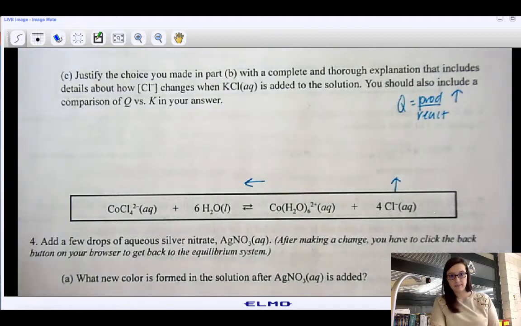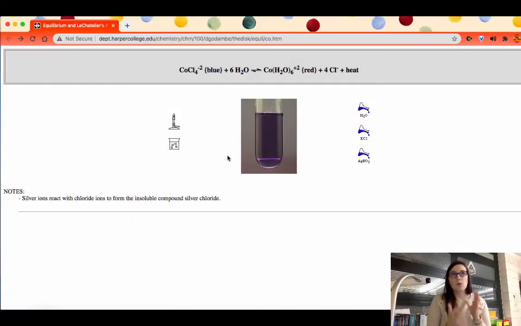So number 4 is a little bit tricky because it talks about adding AgNO3. So it says to add a few drops of aqueous silver nitrate. Now I do want to draw your attention to the note at the bottom of the website. It says silver ions react with chloride ions to form the insoluble compound silver chloride.